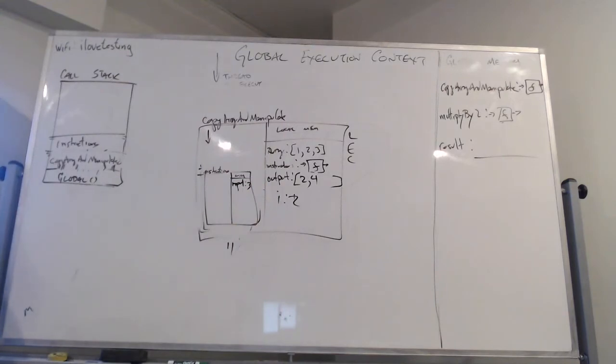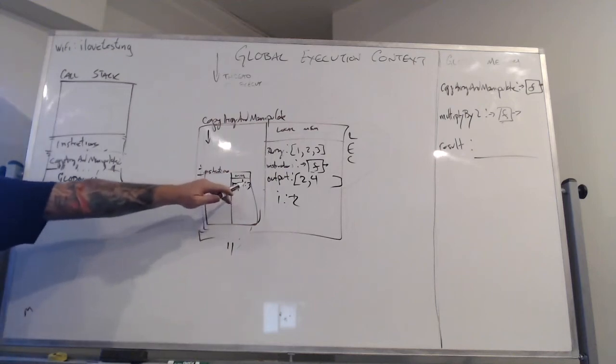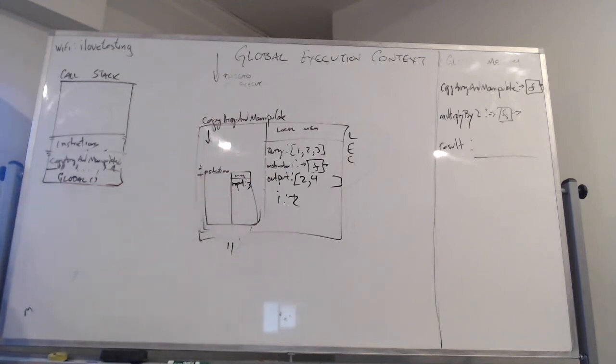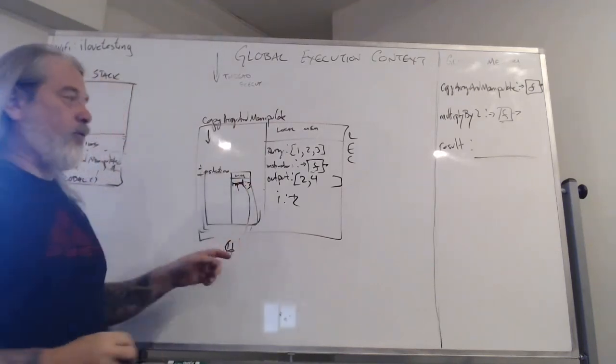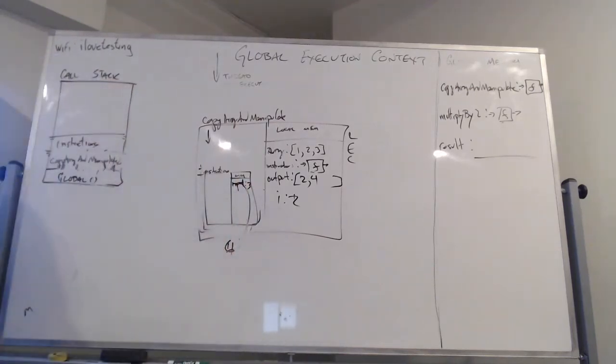Stick with it, Jim. You're doing well. You do the multiplication. So we're going to look up the value of input, which is 3, and multiply it times 2, which is going to give us 6. And then we're going to return the 6. Boom.